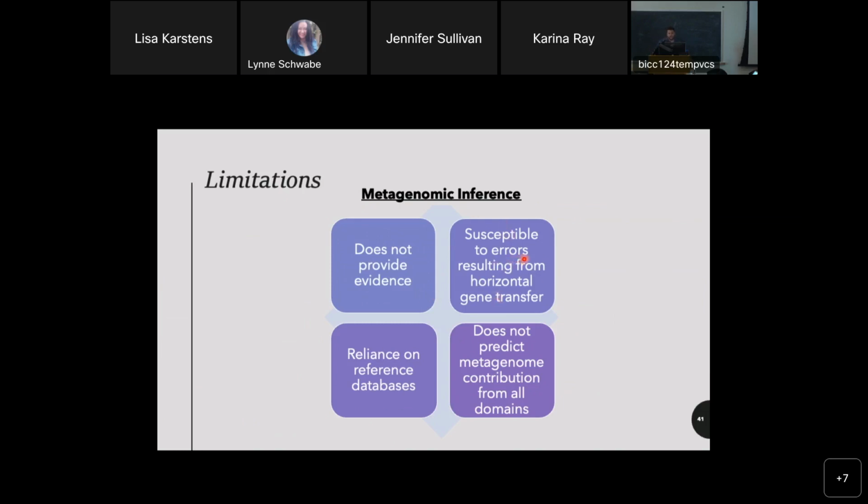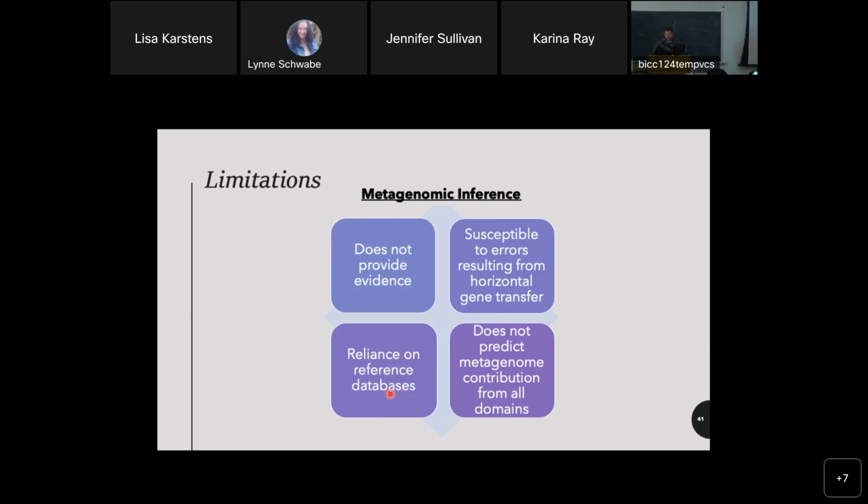Additionally, metagenomic inference is susceptible to errors resulting from horizontal gene transfer. And this is because we're relying on the reference databases to predict the metagenome content or the genomes of the microbes that are present in the gut. And we're not actually measuring what's going on within the gut. And this means that if there's horizontal gene transfer between microbes that's happening within the gut of a specific individual, and that's not reflected in the reference database, then we're not going to be able to capture that horizontal gene transfer.